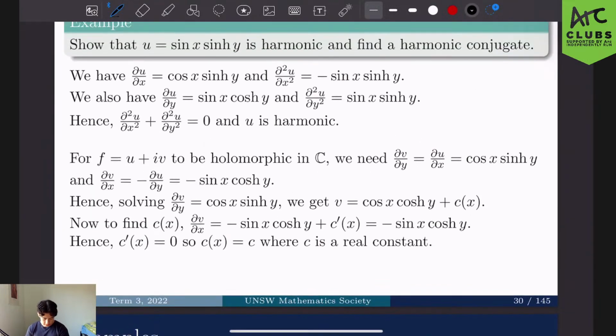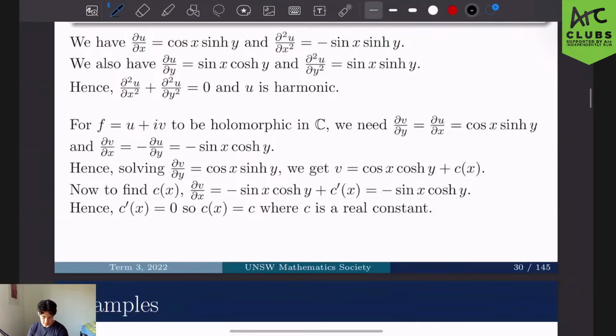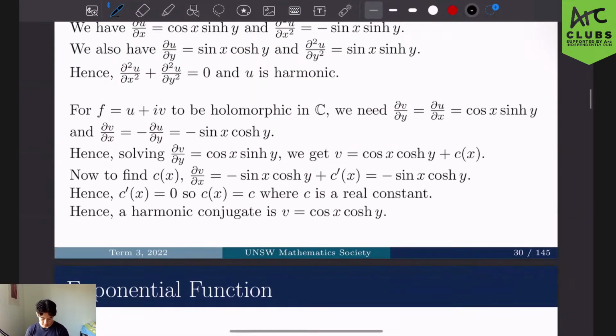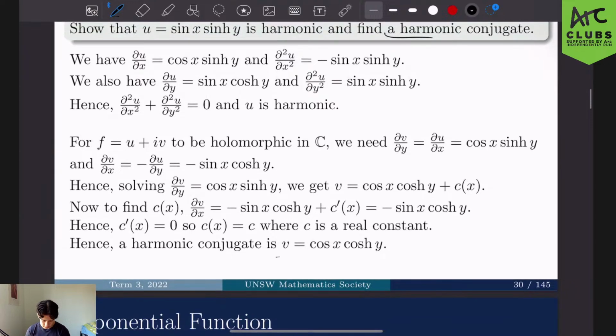Alright, so we calculate that the derivative of the constant is equal to 0, therefore the constant is just c, a real constant. Any answer is valid: c is equal to 1, -1, whatever number you want. The question just asks us to find a harmonic conjugate. Of course, there are going to be multiple in this case, so we'll just pick c equals 0 because that's the simplest one. So a harmonic conjugate is equal to this.